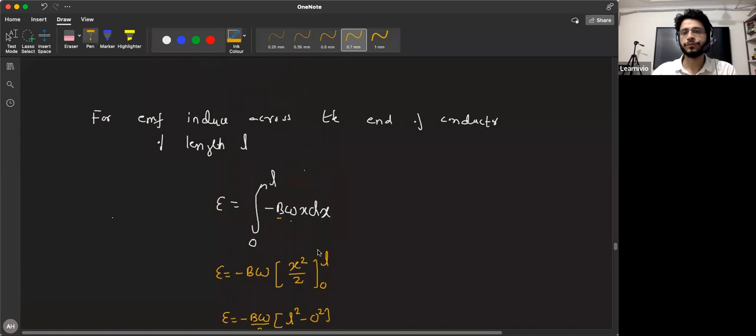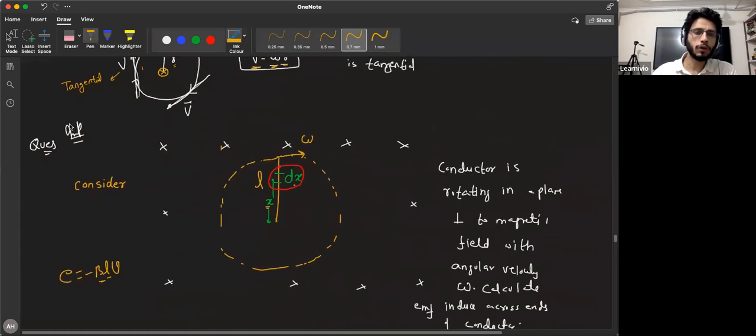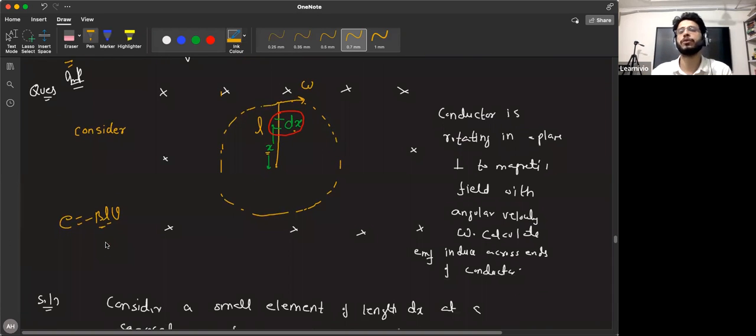Just note it down. This is a very, very important question. If you look at previous years' questions of any exam, NEET, CBSE, JEE, you will find this question there. Note it down. What we do here is consider a small element, calculate the induced EMF for that small element, and then integrate it over the entire system.